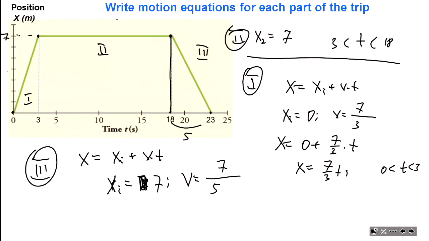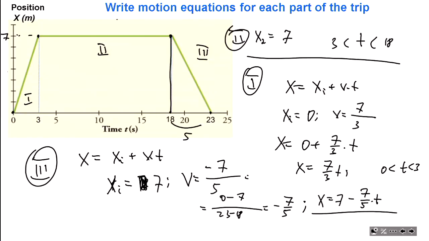wrong, right? So there are 2 ways to fix it. First of all, we can say this is the magnitude, but the actual value is supposed to be negative, so just add a negative sign. Or you can just literally follow the definition. So it should be equal to 0 minus 7 divided by 23 minus 18. That's automatically negative 7 over 5. And the equation is x equals 7 minus 7 over 5 times time. That's the motion equation for the third part of the motion. Same equation, but it has to be applied to each individual part of the graph.